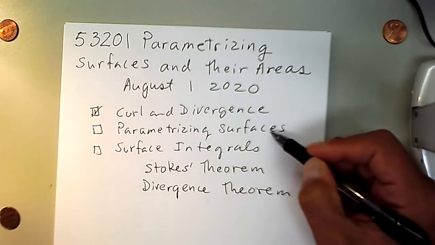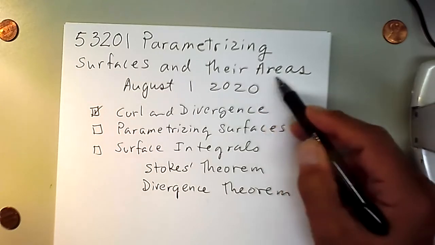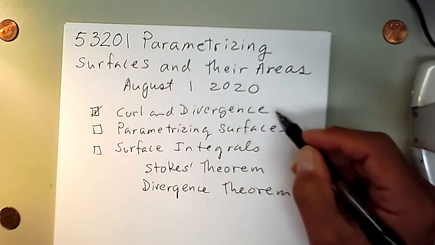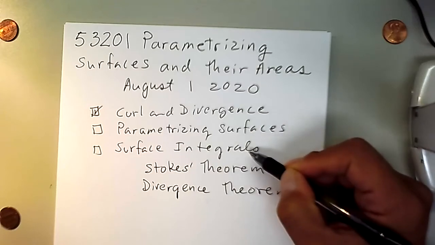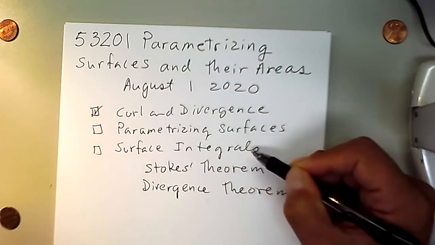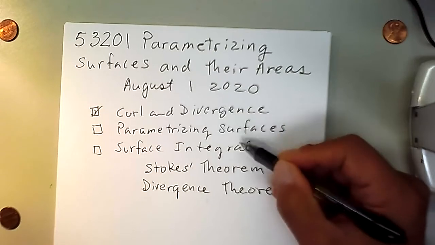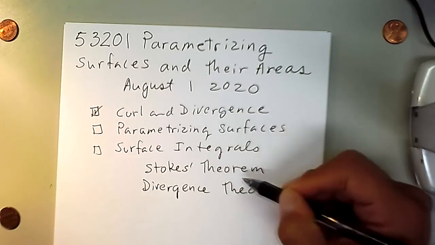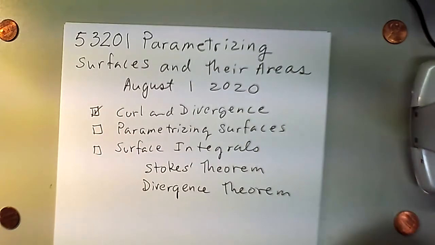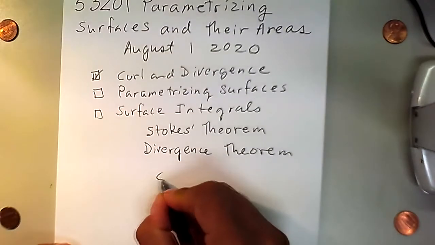Now we're going to go into parameterizing surfaces, and we're going to also find the areas of those surfaces. After that, we can look at a new video for surface integrals. And then we'll have all the requirements to go into Stokes and divergence theorem. So let's get started. What is our goal in this video?